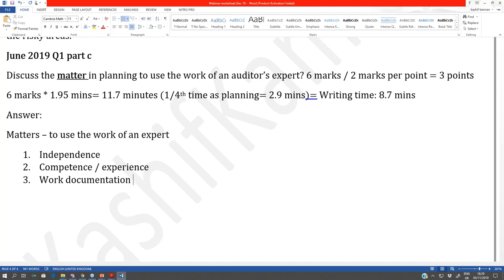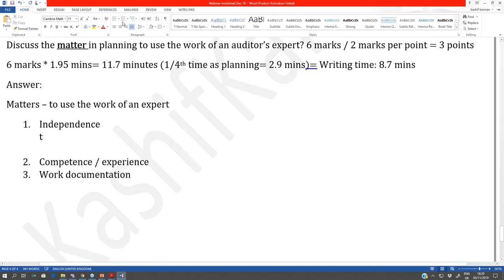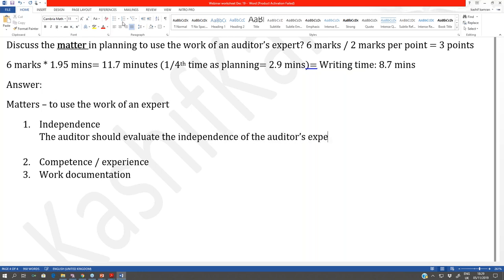So see, I have a 6 marks answer, but that needs to be formulated into paragraph. So independence is the first matter, right? When you are planning to use the work of an expert. Now, what will you write under this? The auditor should evaluate the independence of the auditor's expert before placing reliance on the work.